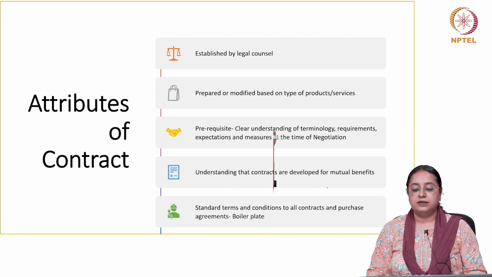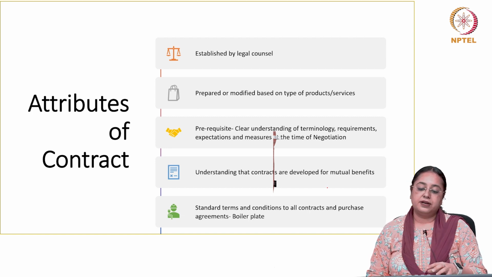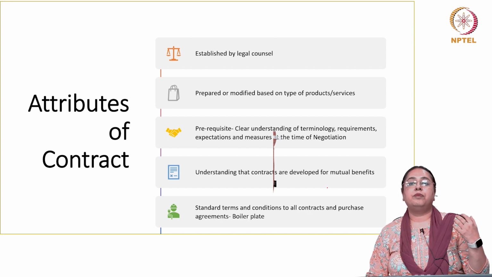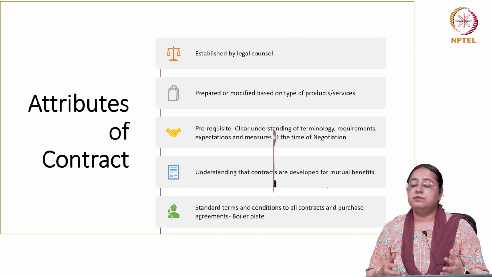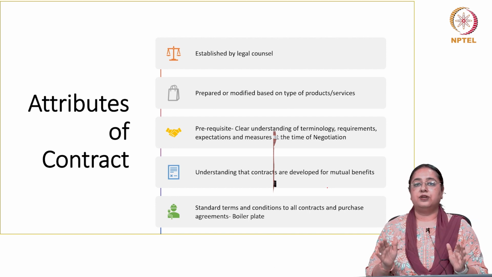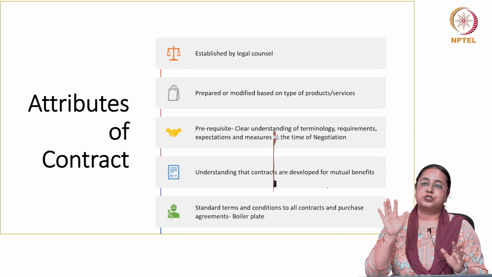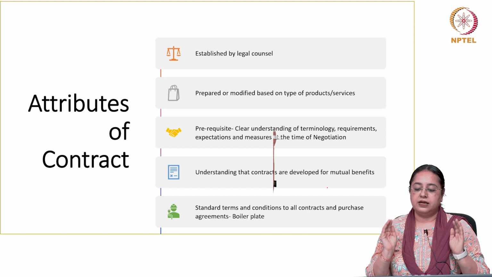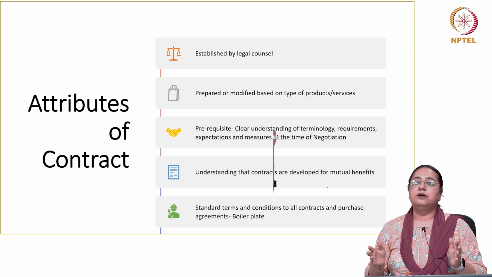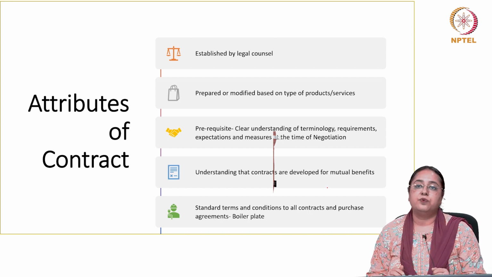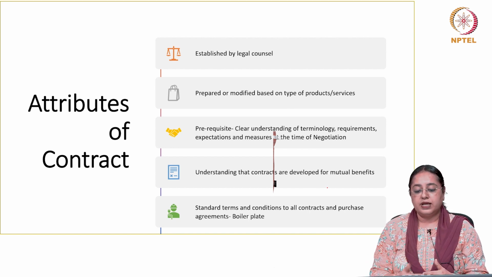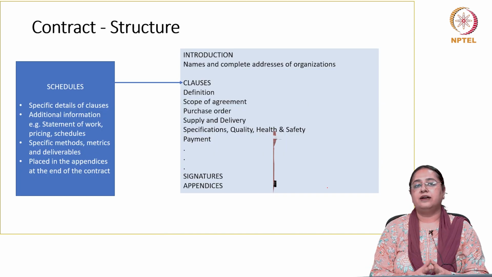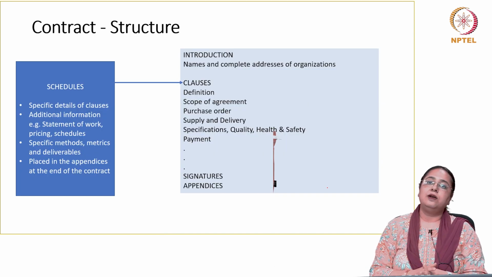These are certain attributes of a contract, right? Predominantly, when we say prepared or modified based on types of products and services, that means we have to clearly know the scope, what we are buying, how much we are buying, what the specification is, clear terminology and requirement. So we should know what technology we are going to procure.